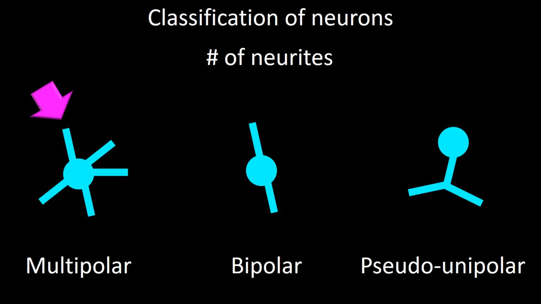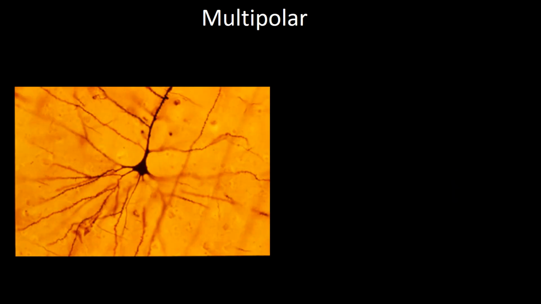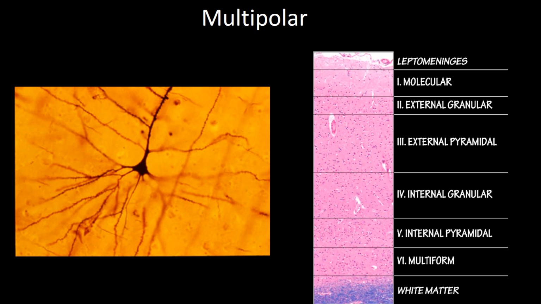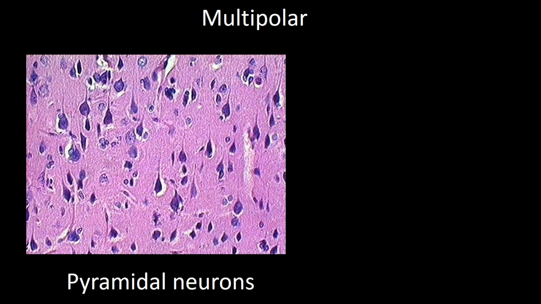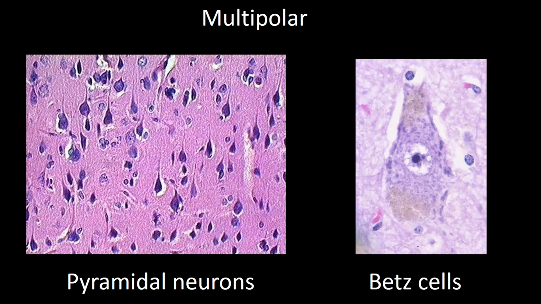I will now show you some examples. This is the classic multipolar neuron. It is a pyramidal cell with its thin axon and multiple beaded dendrites, reflecting the multiple synaptic terminals going on to them. These cells are found in the cerebral cortex, especially prominent in the external and internal pyramidal cell layers. This is a cortex specimen showing multiple pyramidal neurons. I have now introduced the largest pyramidal neuron, the Betz cells. These cells are present in the primary motor cortex.